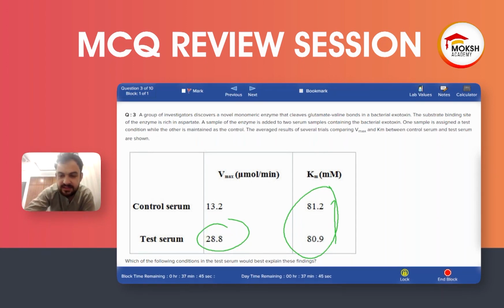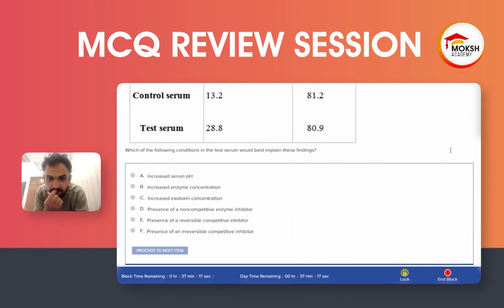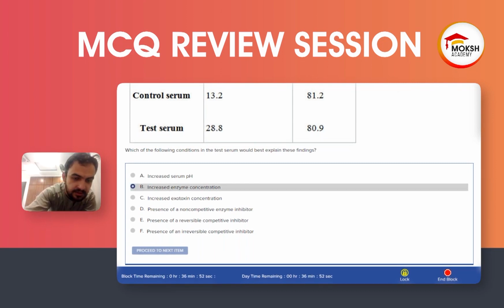Okay, the increase is in the enzyme. Which enzyme? The one we use to cleave the glutamate valine bond in bacterial exotoxin. We have too much in the test serum, but less in the control serum. That's why the Vmax is increased. The total velocity of the reaction is increased because we increased the enzyme. Which of the following conditions in this test serum would best explain these findings? Which answer: A, B, C, D, E, F, G? Which one? It is B.